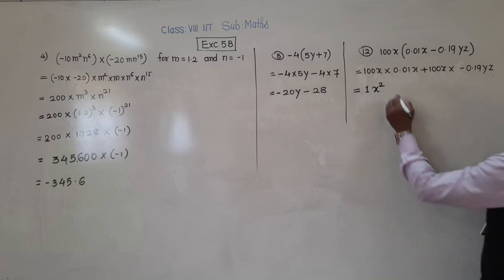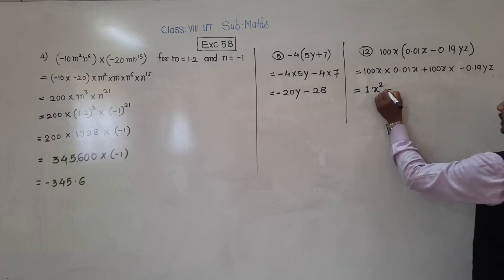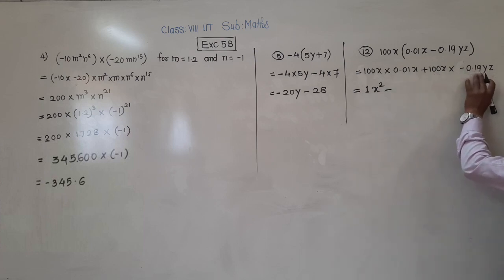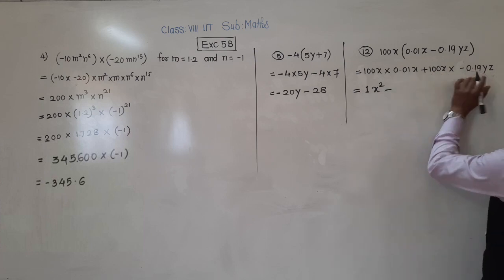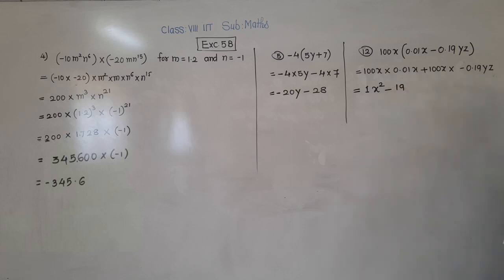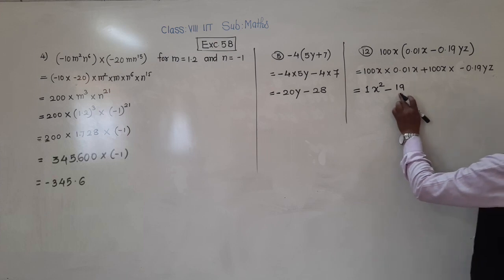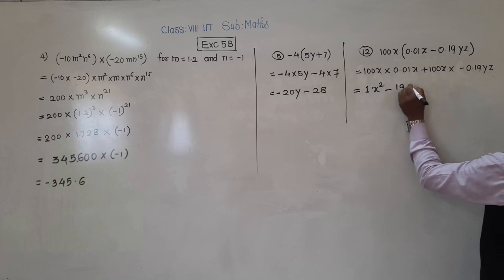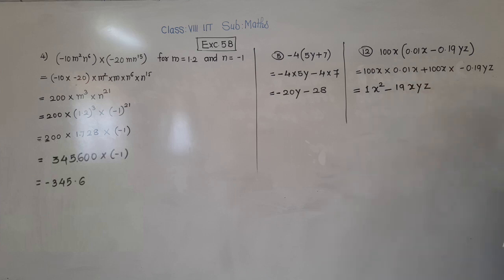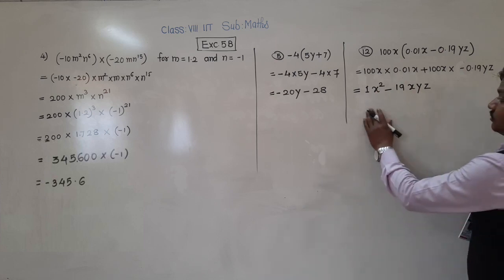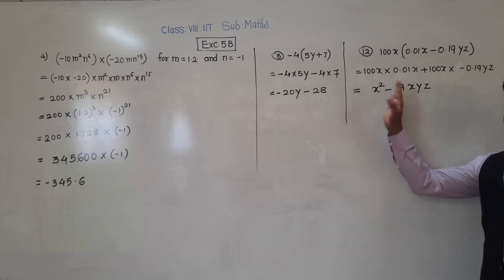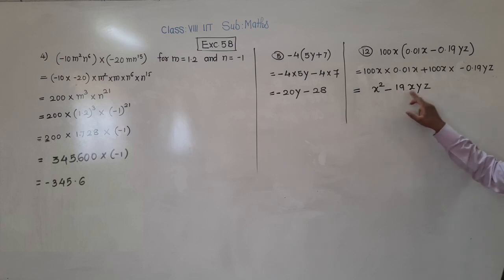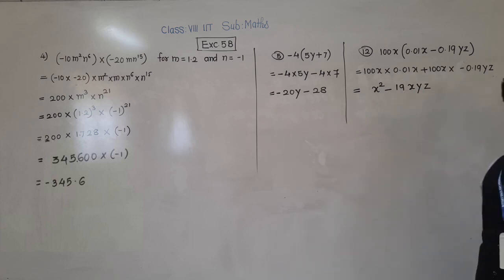Okay. And see this, plus minus 100x into 0.19yz. So 100 into 0.19, 19, because when 0.19 gets multiplied with 100, this decimal point will be shifted 2 places towards right. So it will become 19xyz. Here x into y into z becomes xyz. So 1x square, even if you don't write the 1, it is present there. x square minus 19xyz. This is the final answer.